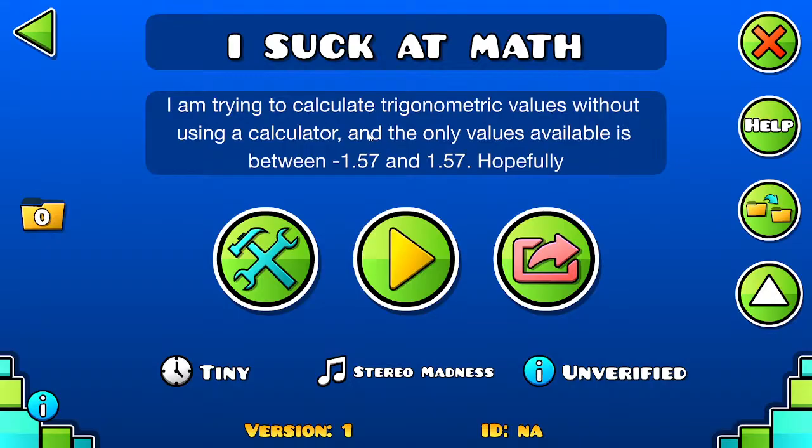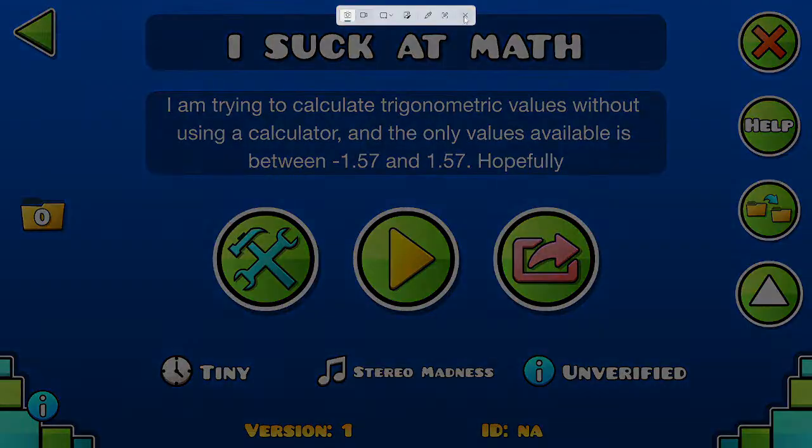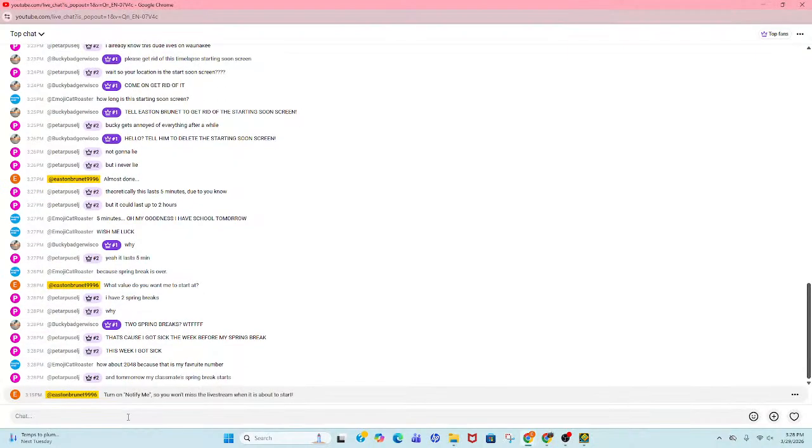Also, when I tried pasting this, I reached the character limit. So yeah. How about 2048?